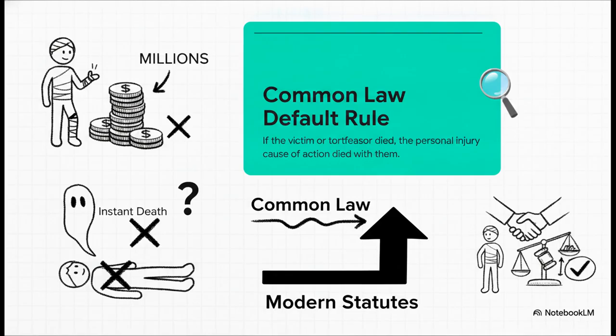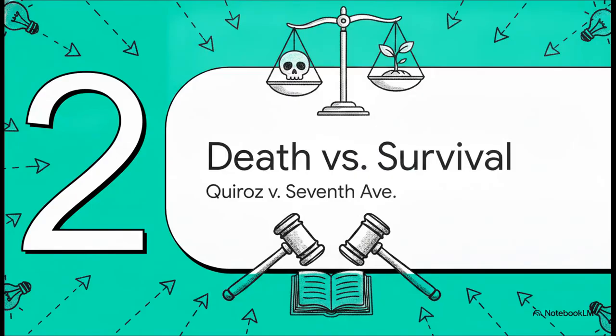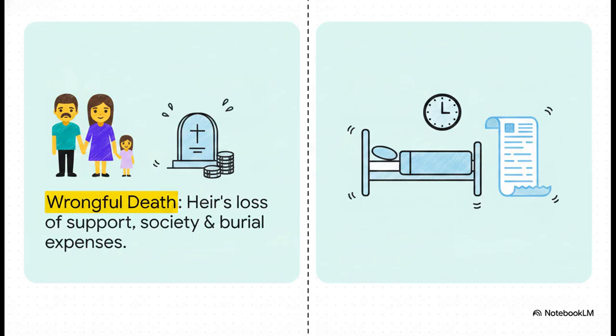Thankfully, modern statutes stepped in to fix this incredibly harsh rule. That brings us to Section 2, Wrongful Death versus Survival, featuring the Quiroz v. 7th Avenue case. This is our first major procedural trap, and one you absolutely need to nail for your essay. You really have to understand how modern statutes split fatal negligence into two completely separate claims.